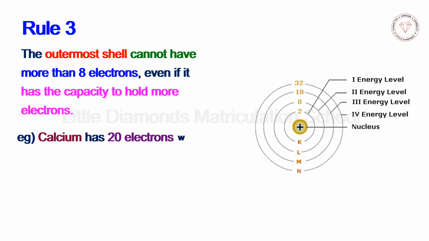Calcium has 20 electrons, which gets filled as 2, 8, 8, 2. That is, the K shell has 2 electrons, L shell 8, M shell 8 and the N shell 2.